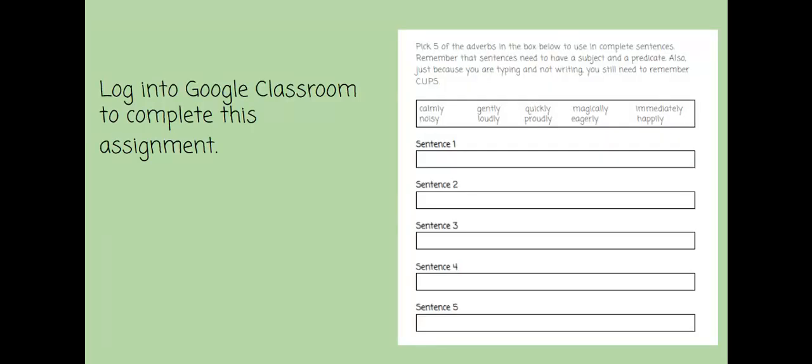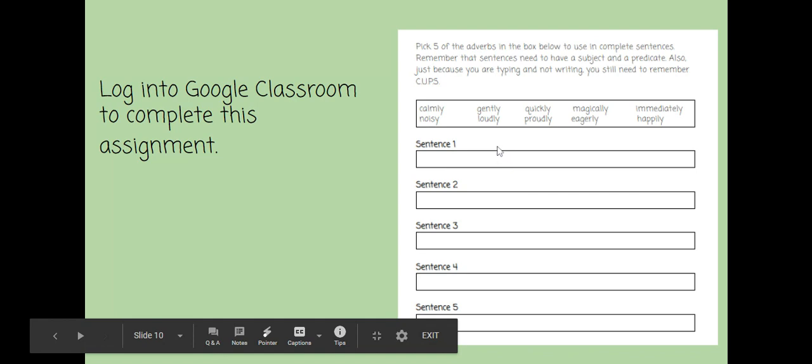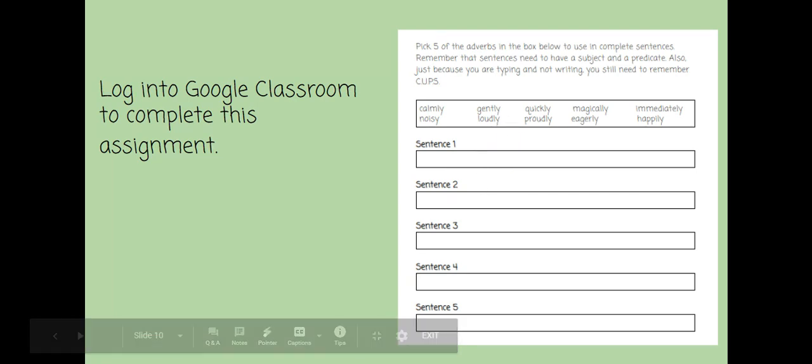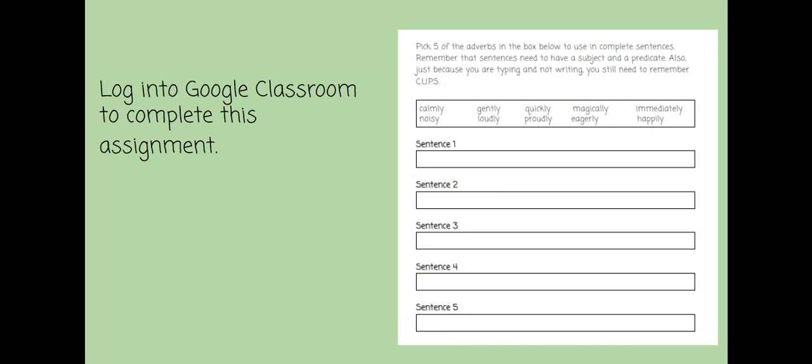Now you are going to have a chance to write some good second grade sentences. You're going to log into Google Classroom and complete this assignment. And the directions are you're to pick 5 of the adverbs in the box. That's here. And you're going to use each one of those in a different sentence. Remember that we talked about the sentence has to have a subject and a predicate. That means who you're talking about and what they're doing.